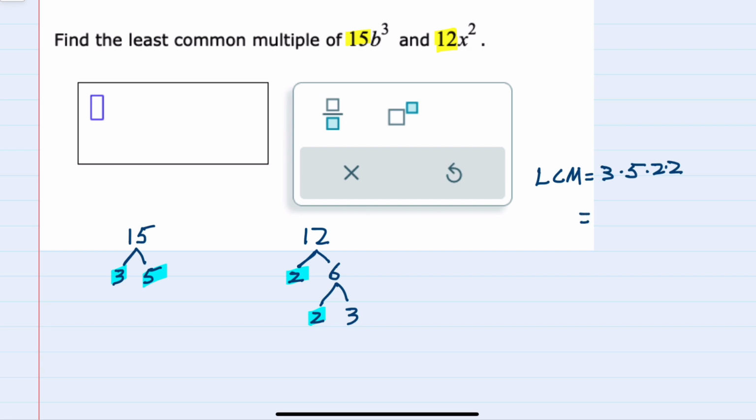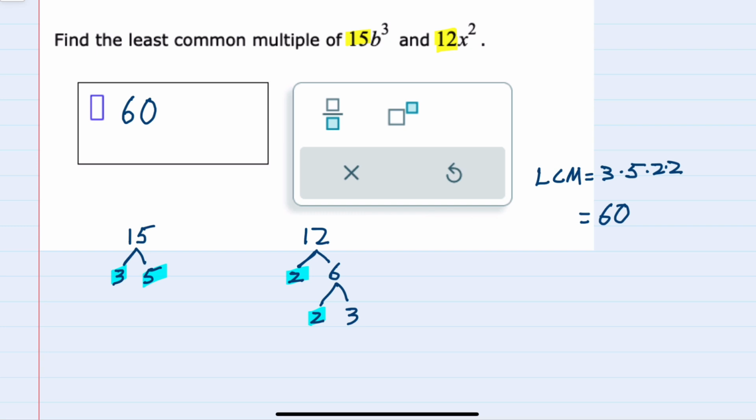3 times 5 is 15, times 2 is 30, times 2 is 60. The coefficient of the least common multiple would be 60. And again, if I were to list out the multiples of 15 and the multiples of 12, 60 would be the first one that they would have in common.